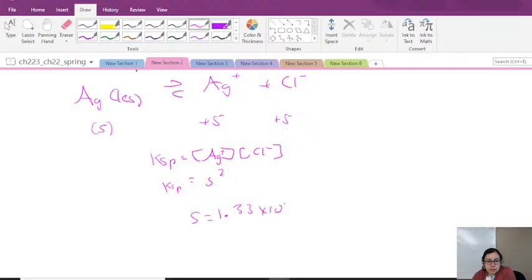The S in parentheses under silver chloride, is that to show that it's a solid? Yes. So it doesn't have anything to do with the S for solubility? No. It's just how much solid we're going to put in. And it's not part of that Ksp expression since it's a lump of solid.